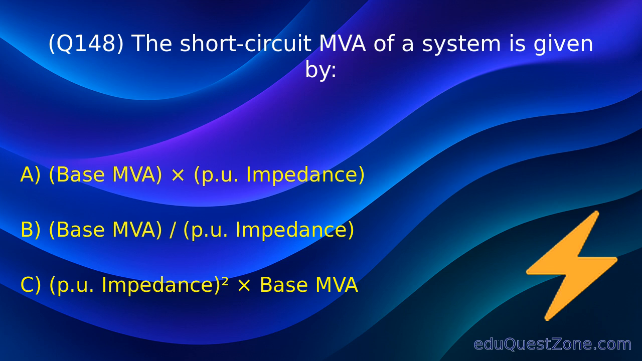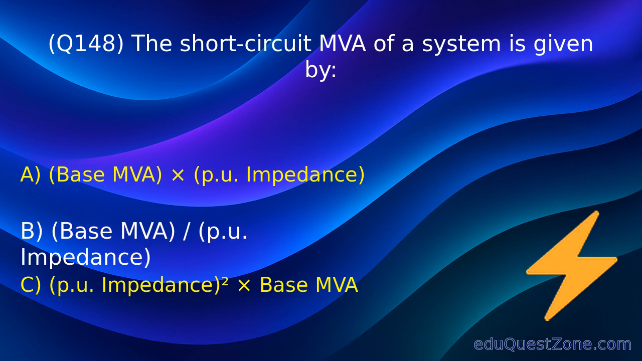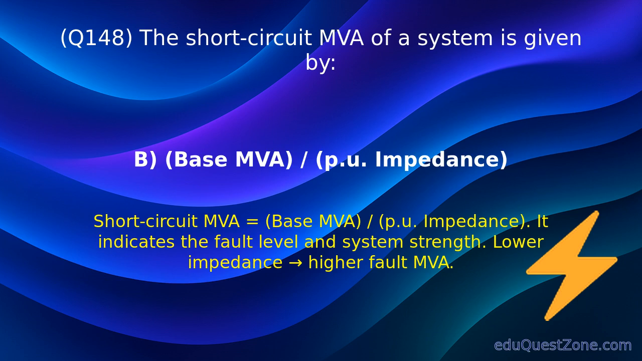Question 148. The short circuit MVA of a system is given by... Option B, base MVA divided by per unit impedance. Short circuit MVA equals base MVA divided by per unit impedance.